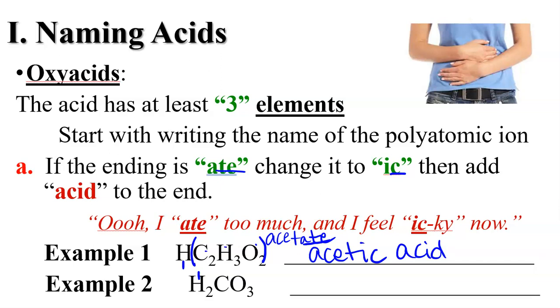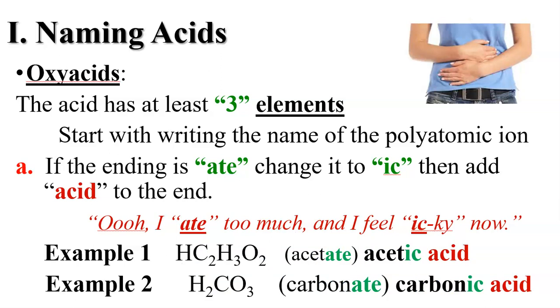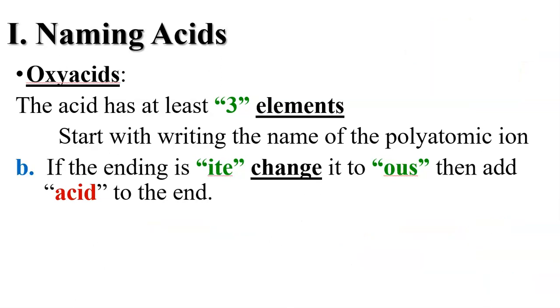Okay, next one we have hydrogen with CO3. If you look at your polyatomic ion list, you'll see that that is carbonate. I believe I'm looking at my paper. Yeah, carbonate. So we gotta change that ATE to IC. So we have carbonic acid. All right, so acetate turns into acetic acid, carbonate turns into carbonic acid.